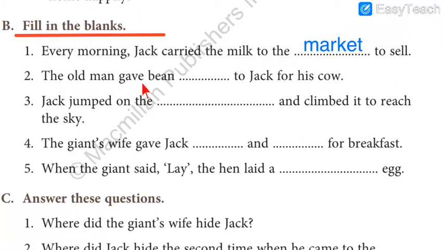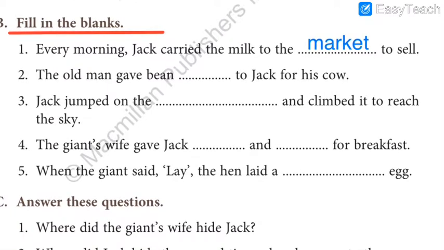Okay, number 2. The old man gave bean dash to Jack for his cow. So what did the old man give to Jack? Bean dash, bean coins, bean plant? No, bean seeds. So let us write the answer. Bean seeds. Please write the answer. Bean seeds.